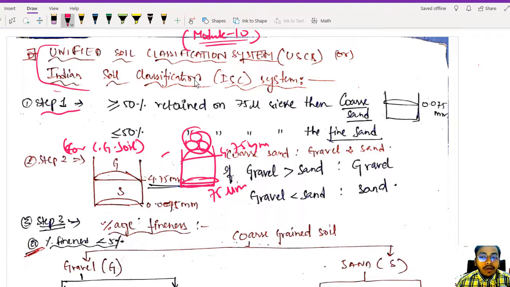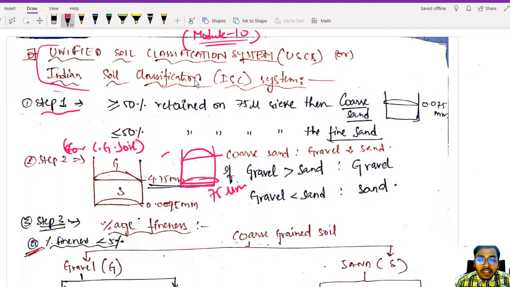It will be gravel because it is not passing the 4.75 mm sieve; it is greater than 4.75 mm diameter, so it will be gravel. If something passes this 4.75 mm and is retained on the 75 micron sieve, what does that mean? This is sand. Agreed? This is sand.